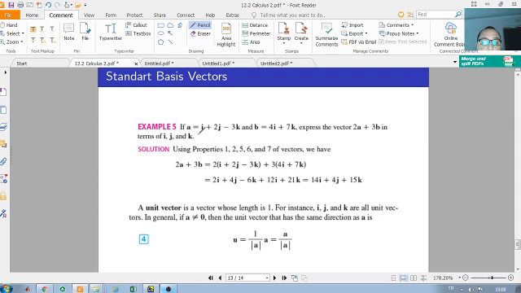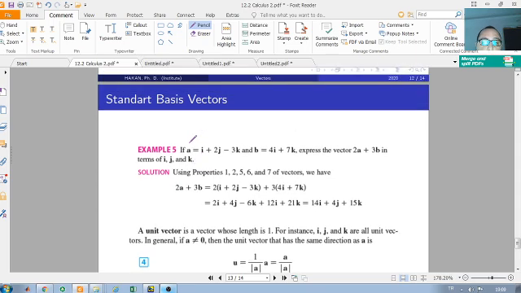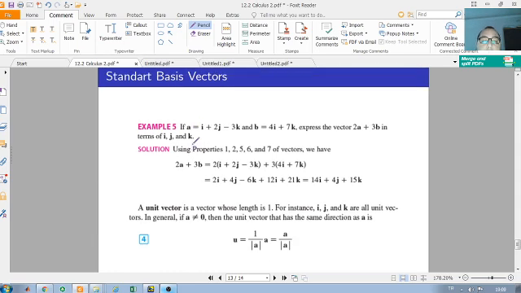Let's solve an example about that. If we have two vectors represented by the standard basis vectors, a is equal to i plus 2j minus 3k, and b is equal to 4i plus 7k, express the vector 2a plus 3b in terms of i, j, and k.